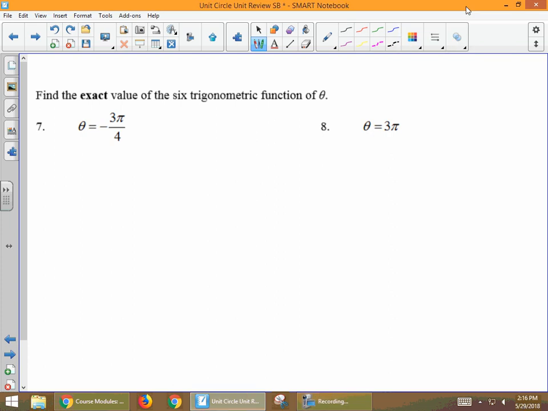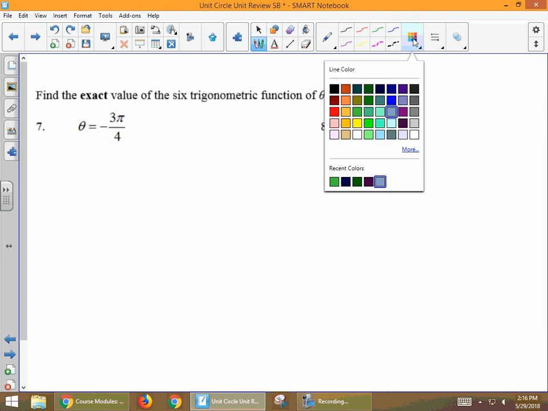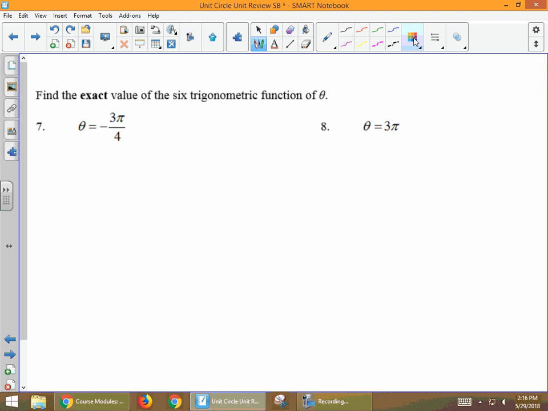All right, number 7, number 8, 9, and 10, we are finding the 6 trig functions of the angle we are given. None of these angles are between 0 and 2 pi, so we're going to have to start by figuring out where these angles are first.